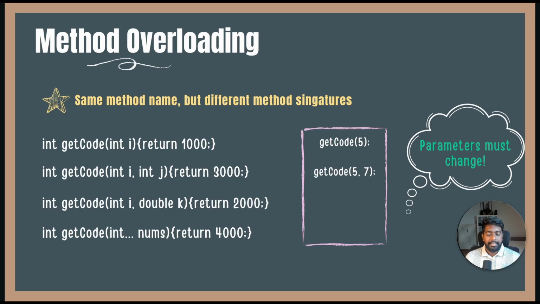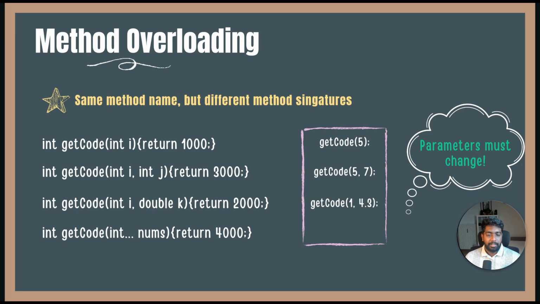Now the second getCode call has two numbers, which is 5 and 7. That satisfies the second variation because we are passing number 5 and number 7. They both are integer numbers. Instead of going to the third variation, because the third variation is not satisfying this particular call.